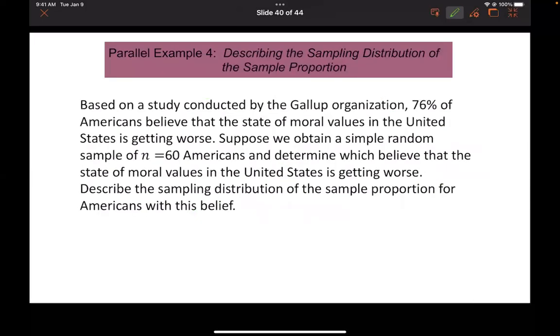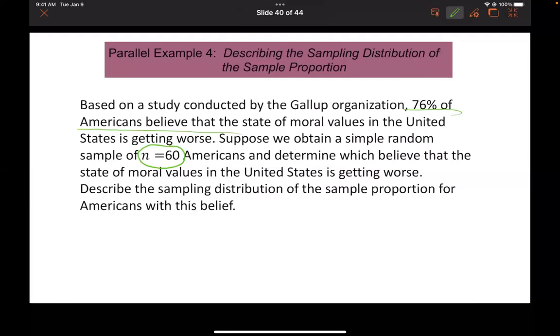So based on a study conducted by the Gallup organization, 76% of Americans believe the state of moral values in the United States is getting worse. I bet you that number's higher today, but that is what it is. Suppose we obtain a simple random sample of n equals 60 Americans and determine which believe that the state of moral values is getting worse. We're going to describe the sampling distribution. So all we're looking for is the mean and the standard deviation.